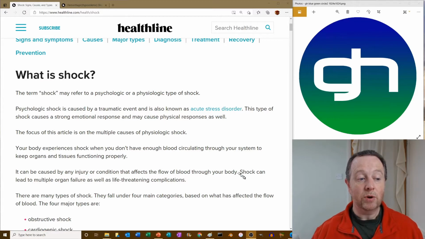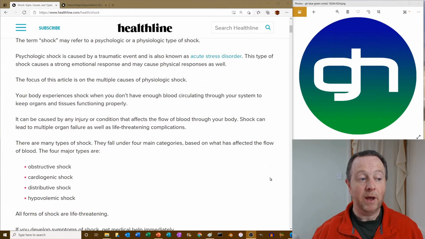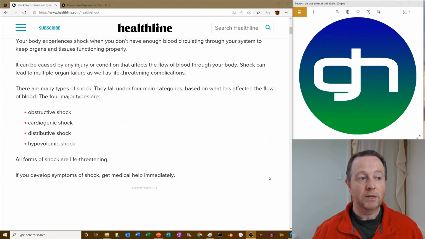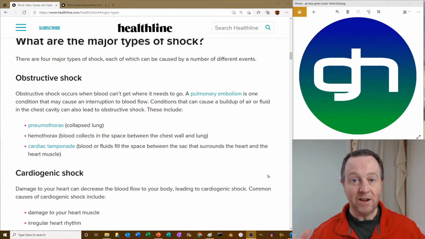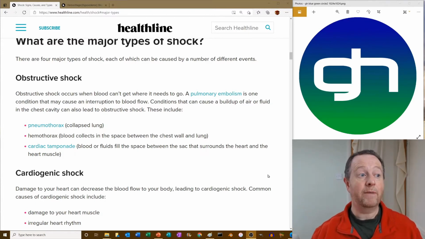There are many types of shock. They fall under 4 categories based on what has affected the flow of blood. The 4 major types are obstructive shock, cardiogenic shock, distributive shock, hypovolemic shock. All forms of shock are life-threatening. If you develop symptoms of shock, get medical help immediately. Here we go. Let's just deal with these. Now remember, this is just high-level stuff. 3 of these are not applicable to the driving test, but as we're on it, I thought I'd have a look at it.